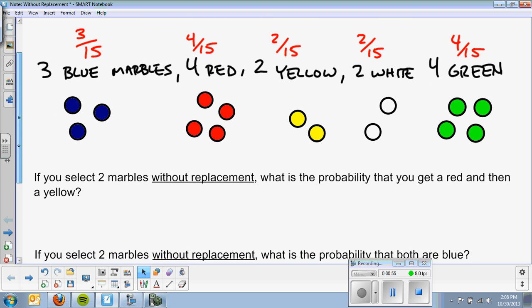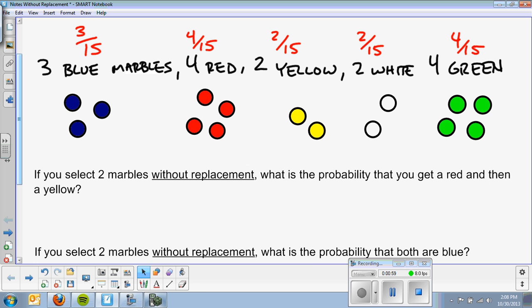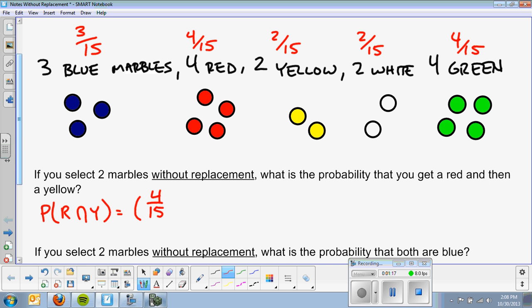I'm going to select 2 marbles without replacement. What is the probability that I get a red and then a yellow? So I'm looking for the probability of a red and then a yellow. Now, the first thing is fairly straightforward. What's the probability that I get a red marble? Well, as we calculated before, it's 4 out of 15. And remember, we said "and" for the most part means to multiply. So I'm going to assume that I've selected that red marble. Now, what's the probability that I select a yellow marble? So I have 1 less because that marble is not going back into the bag. So if I count the remaining marbles, I only have 14 and 2 of them are yellow.